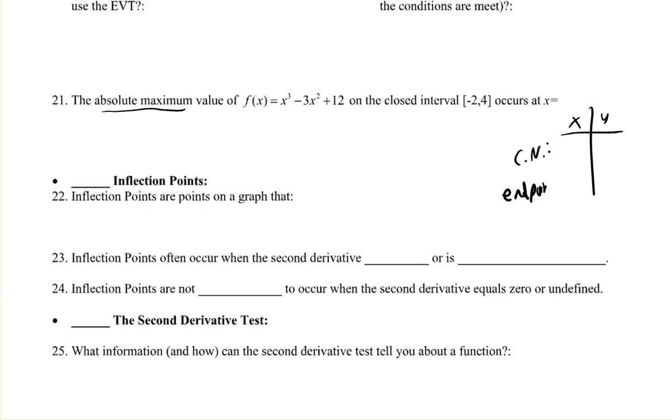the endpoints. So I don't know what the critical numbers are yet, but I do know the endpoints are -2 and 4. Okay, so at the ends of this graph, if I plugged in -2, I want a point, so I'm plugging it into the function. This would be -8 minus 3 times 4 plus 12, so that looks like it's -8.